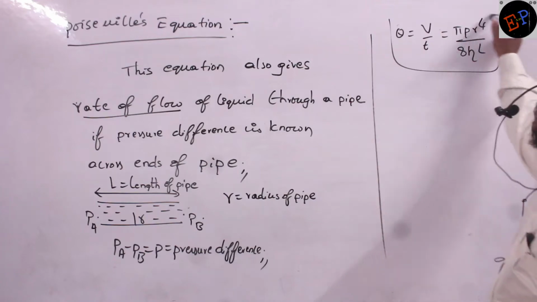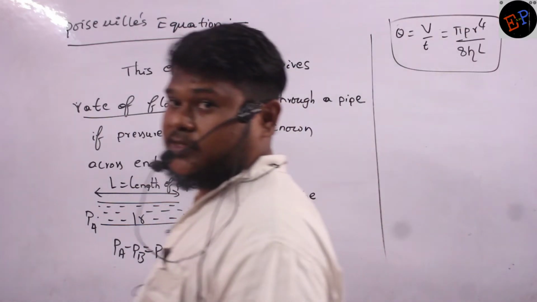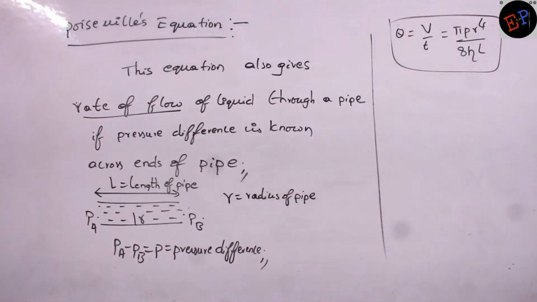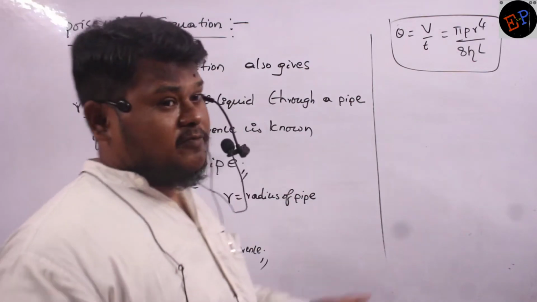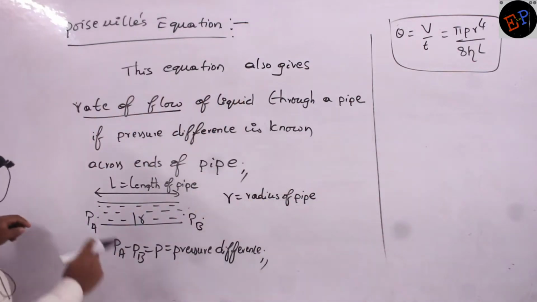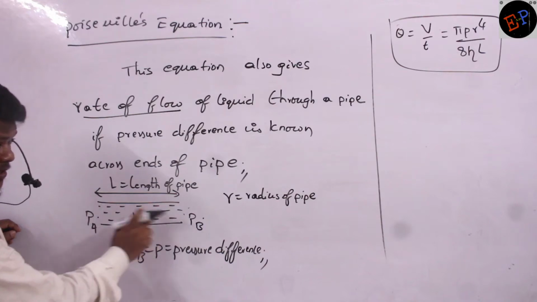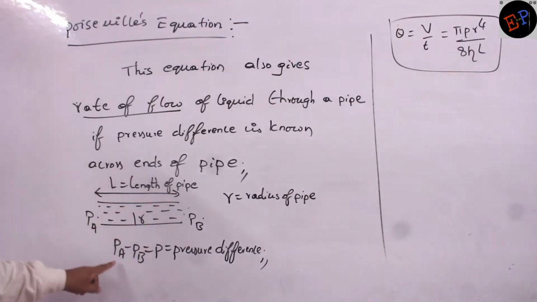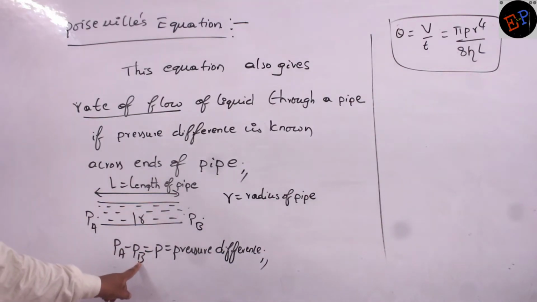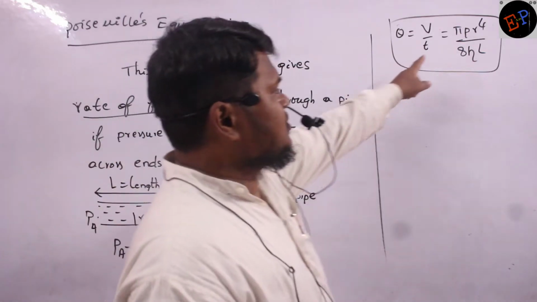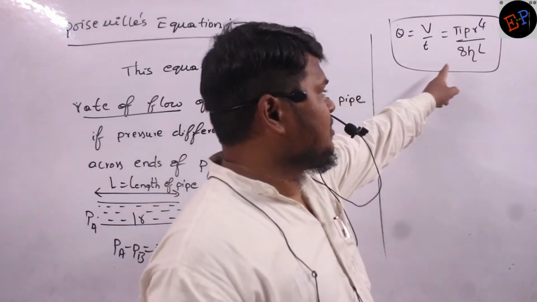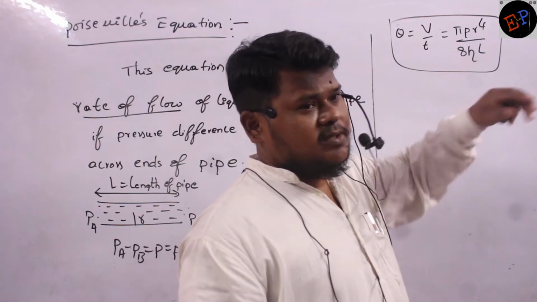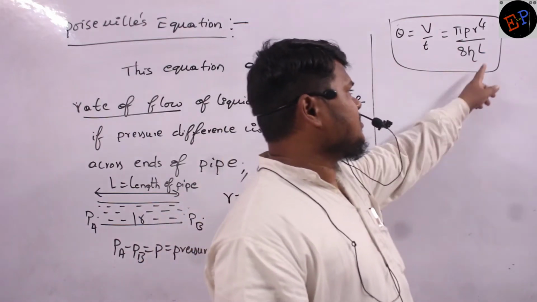This equation is called as Pascal's equation. So pi means pi only, P means pressure difference. P means what here? Pressure difference between two ends of the pipe. At one end pressure is PA, at other end pressure is PB. And R is radius of the pipe, R power 4. 8 eta is coefficient of viscosity of the liquid. L is length of the pipe.